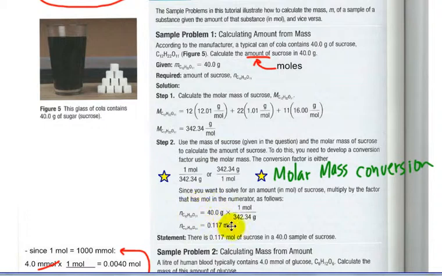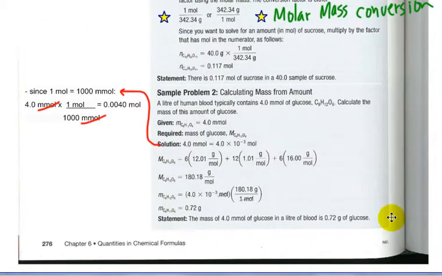As you can see here, 40 grams multiplied by 1 mole over 342.34 grams. Grams cancel, 0.117 moles. 3 sig figs because my original number had 3 sig figs. Okay. Another example here.